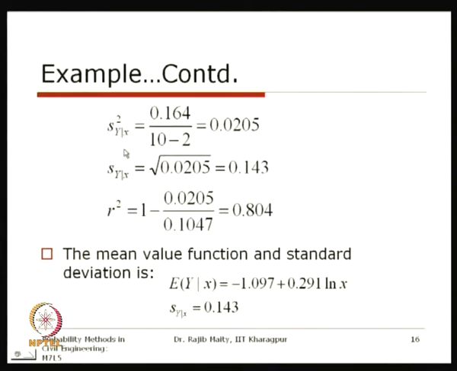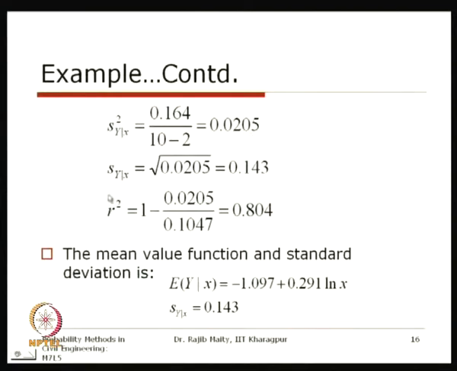Now, using that 0.164, we know that the conditional variance of the target variable y is the sum of square error divided by n minus 2, and here 2 means that the number of input variables is 1. So, 1 plus 1 is 2. Just now we have seen for multiple linear regression that it is the sum of square error divided by n minus m minus 1, so m plus 1 degrees of freedom are lost. So, here it is 10 minus 2.